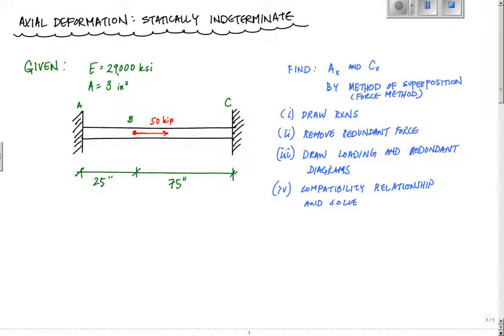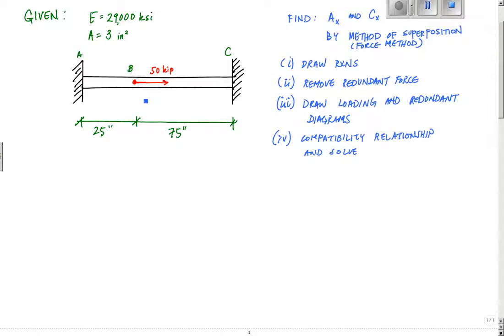So here we've got this structure, A, B, C. It's loaded at point B with 50 kips. It's an external load, not internal. It's external at that point B. The total length of my structural member is 100 inches, and point B is 25 inches from the left.